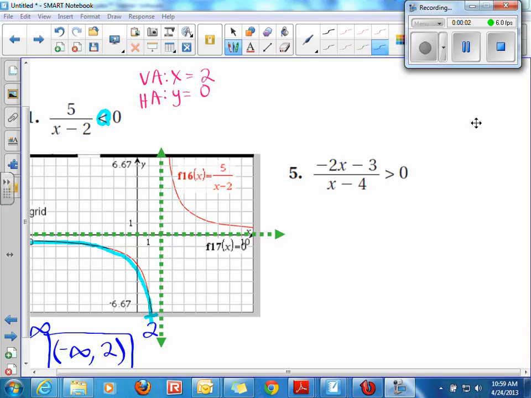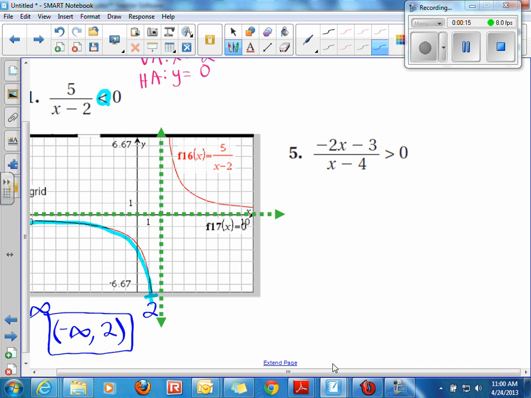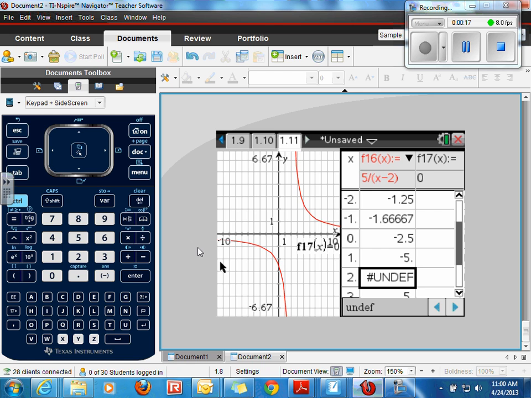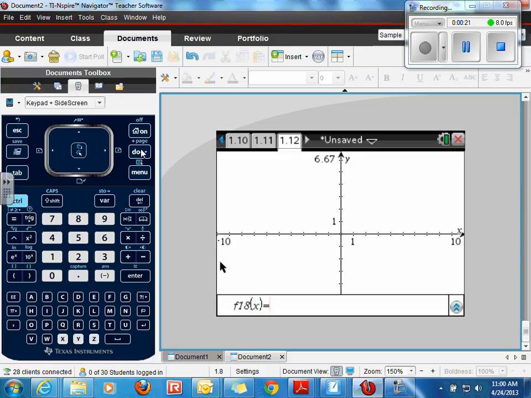So here's another sample of solving a rational inequality using graphs and tables. We're going to look at this problem here in our calculator using the graph and the table. So go into my calculator, document 44, to add a new graph.